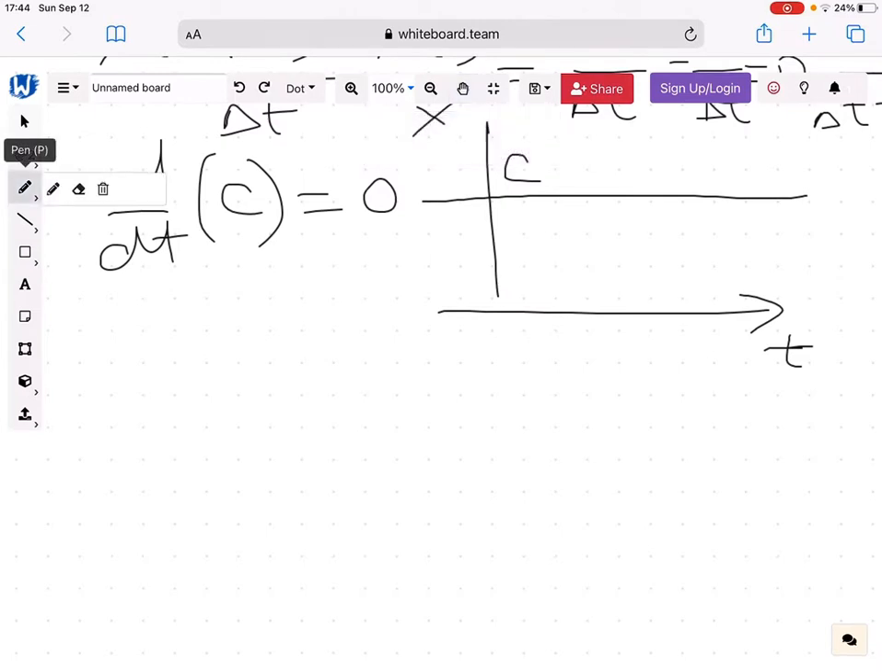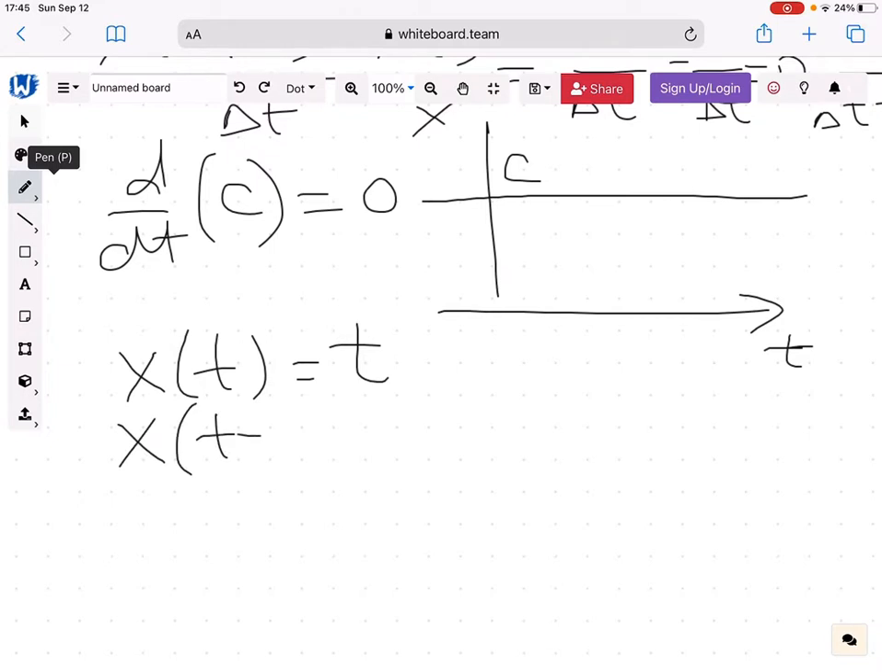So let's look at the next function. The next function is just x of t equals t. What does it mean? Well, the next thing we need to do is calculate x of t plus delta t. If x of t is t, then for x of t plus delta t we simply need to plug t plus delta t in instead of t in our formula. We get t plus delta t.